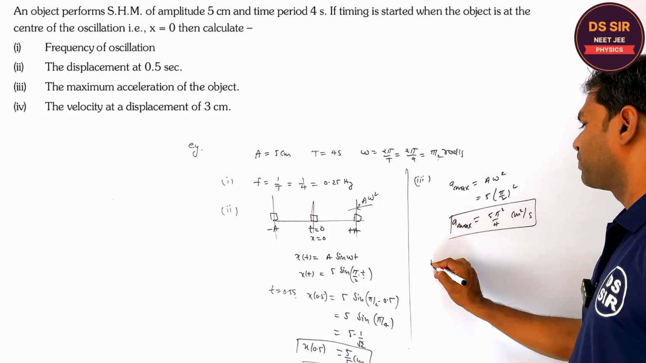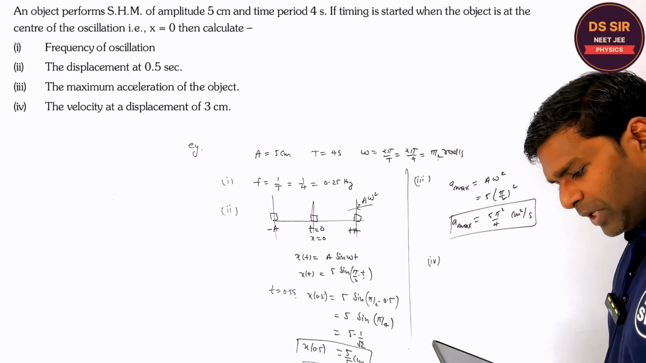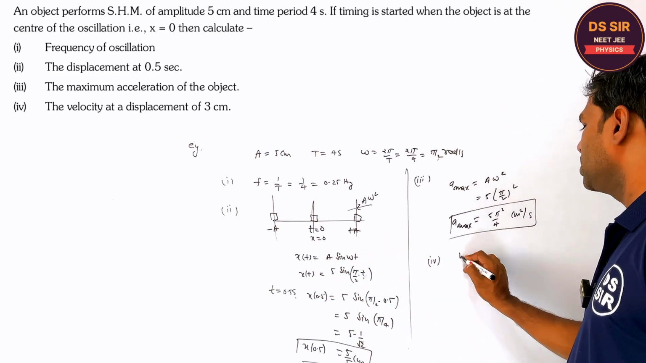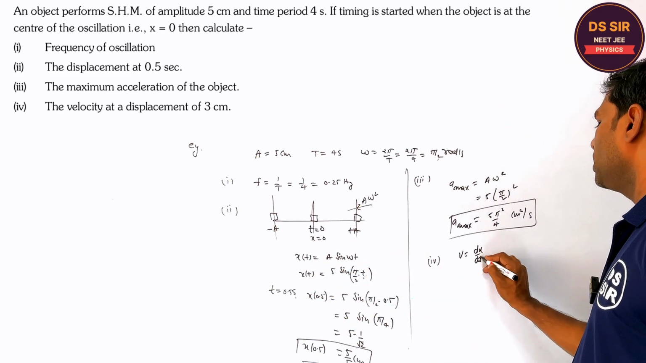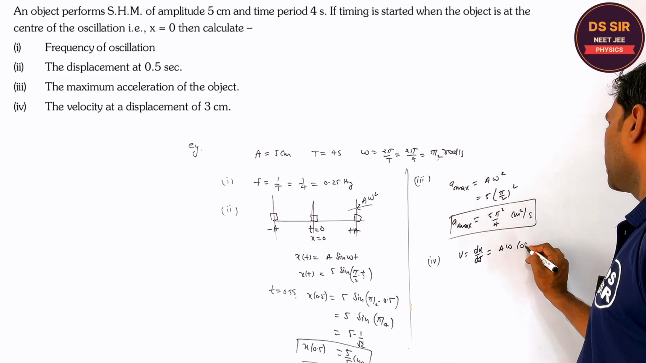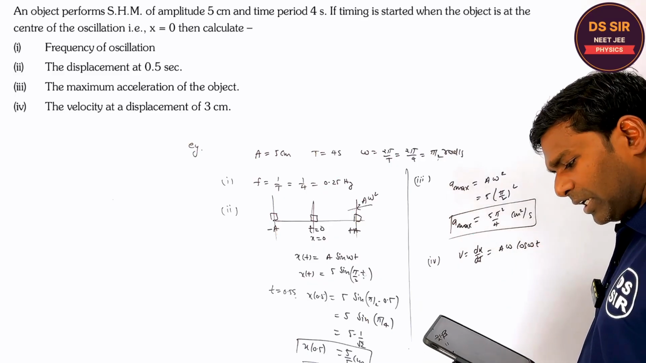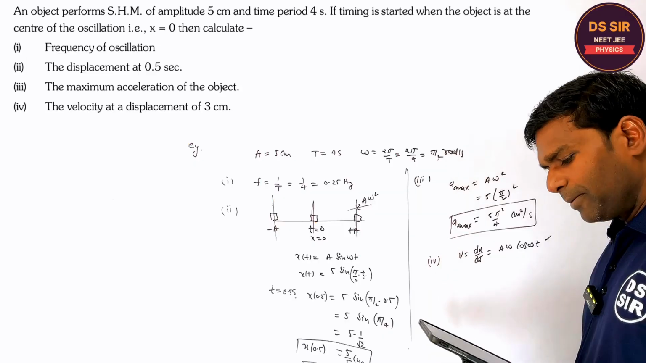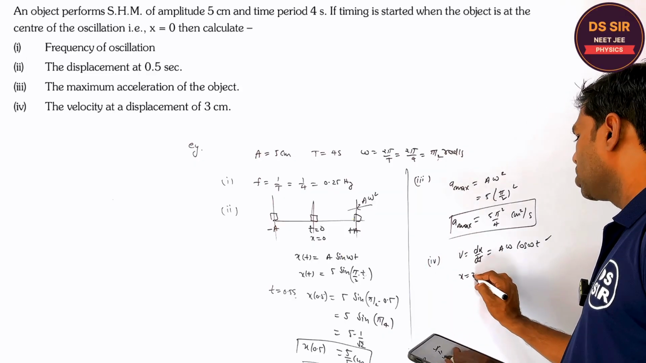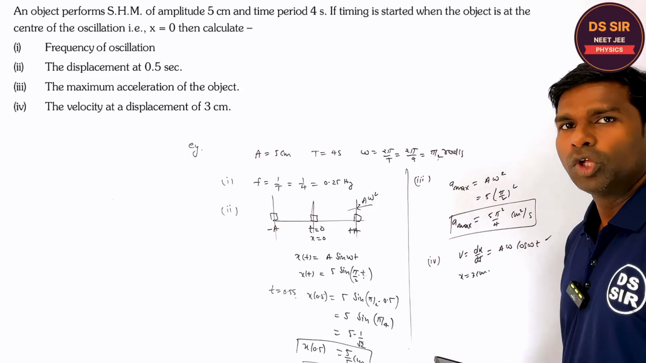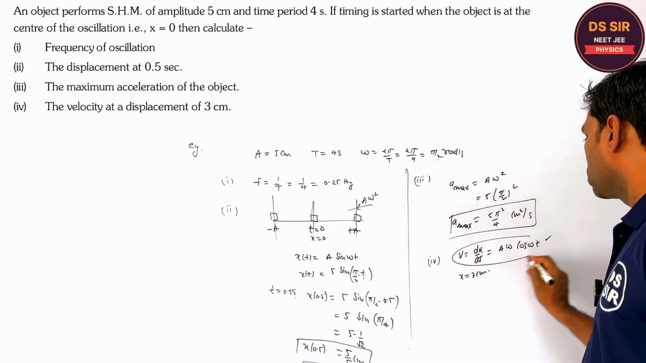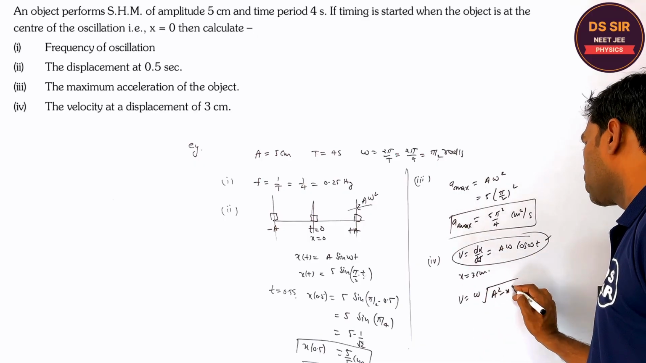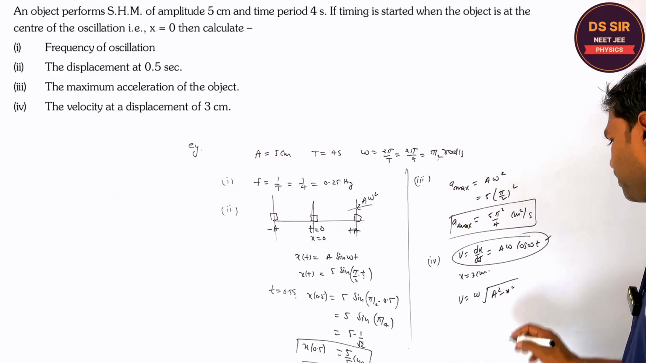Is it fine? In the fourth part, the velocity of the particle, right? So how to find the velocity? It is equal to dx upon dt, which is a omega cos omega t, right? And the time, okay, listen one thing. The velocity at the displacement 3 centimeter we have to find. So then we will not use this formula; rather, we will use omega root a square minus x square.